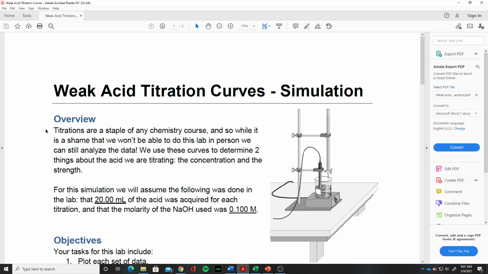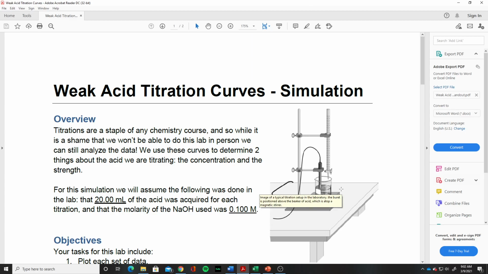So, in our overview, it says titrations are a staple of any chemistry course, and so while it is a shame that we won't be able to do this lab in person, we can still analyze the data. We use the curves to determine 2 things about the acid we're titrating, the concentration and the strength. For this simulation, we will assume the following was done in the lab. We're going to assume that 20 mL of the acid was acquired for each titration, and that the molarity of the sodium hydroxide used is 0.1 molar.